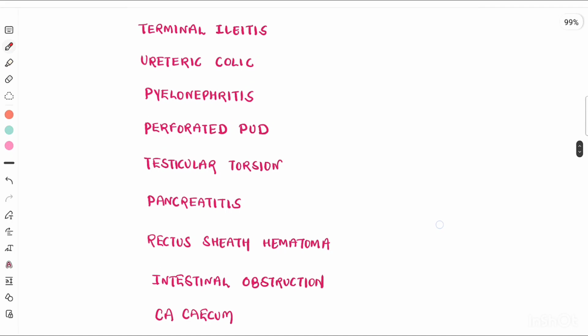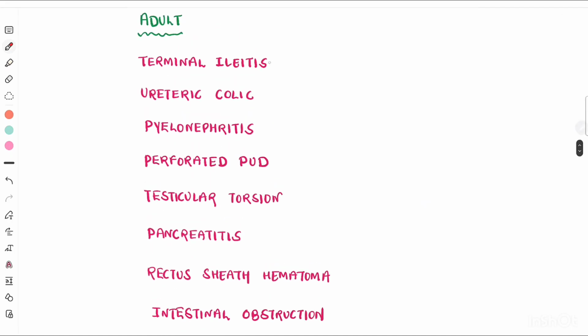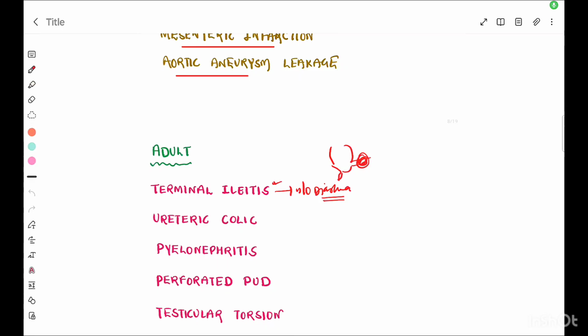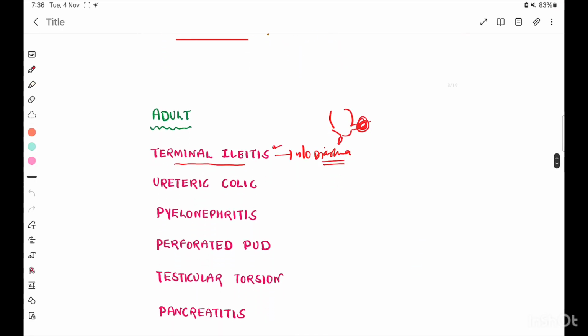Like in male, there can be terminal ileitis. So this is the cecum, this is the ileum, and this is the appendix. There can be infection or inflammation of the ileum, which is known as terminal ileitis, and there can be a history of diarrhea. After terminal ileitis, the second differential diagnosis is ureteric colic.